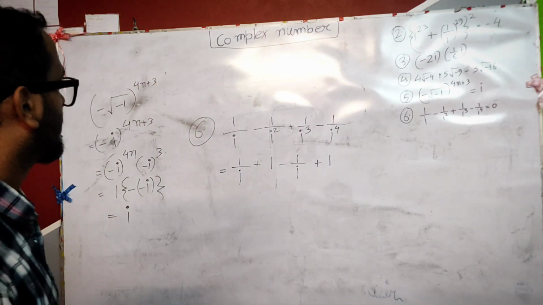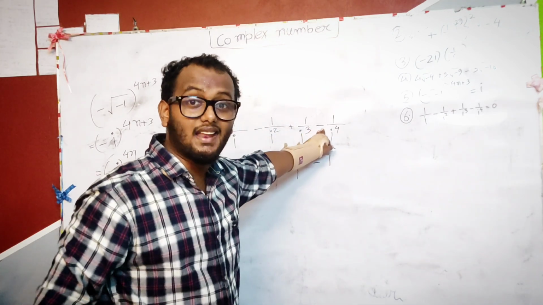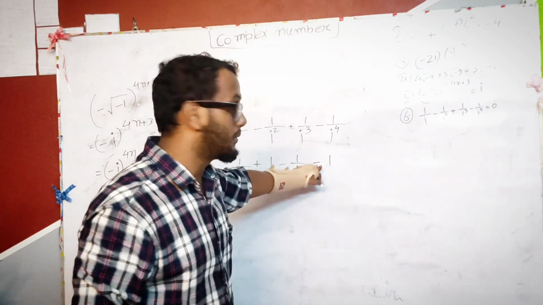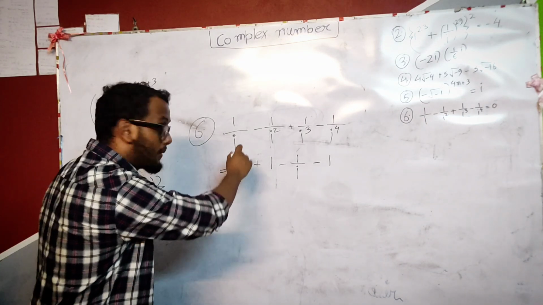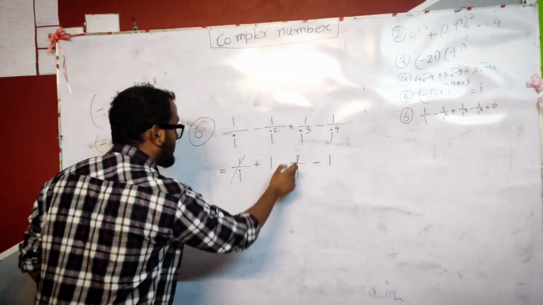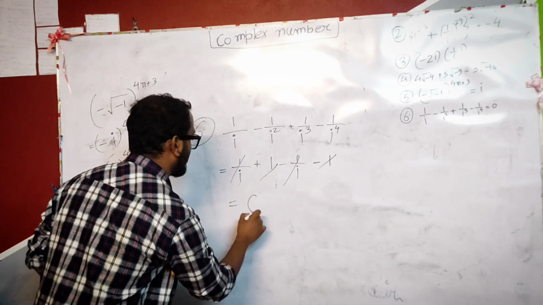Wait a second. Sorry, minus 1. Yes, the minus sign is there. By mistake I put a plus here. So it will be minus. Do correct this one. Now see everyone, for plus 1 by i minus 1 by i, plus 1 minus 1 is directly 0.